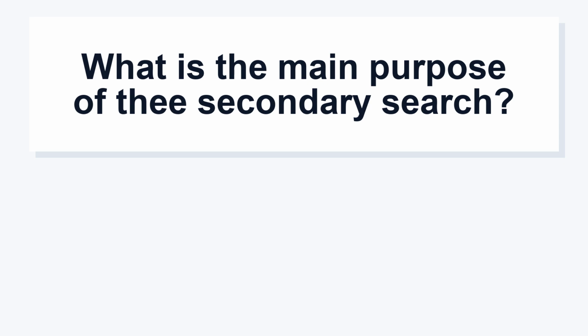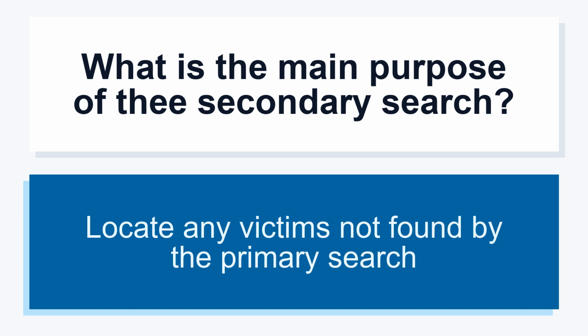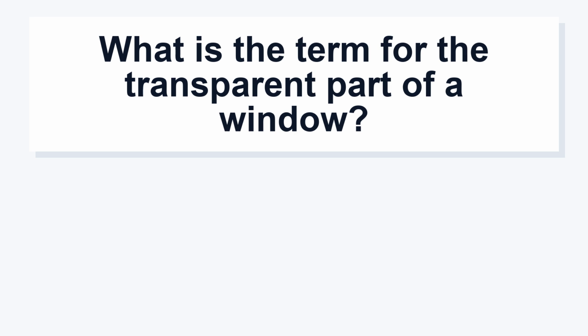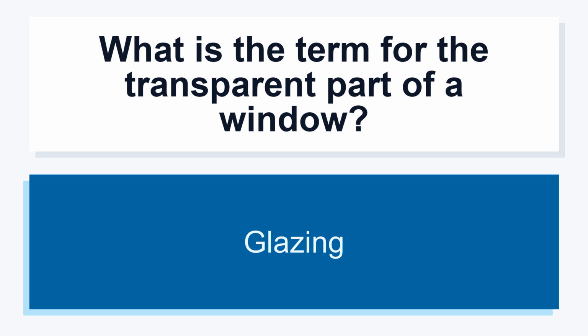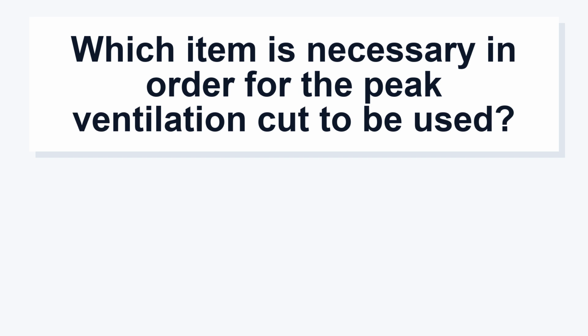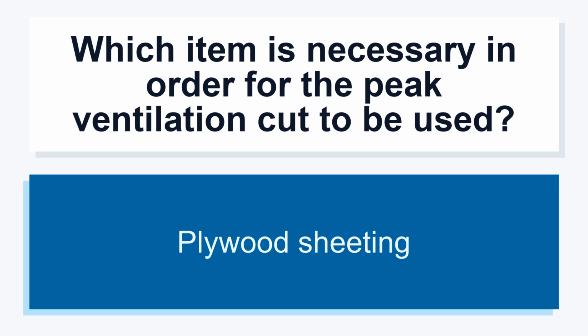FCTC final test. What is the main purpose of the secondary search? Locate any victims not found by the primary search. What is the term for the transparent part of a window? Glazing. Which item is necessary in order for the peak ventilation cut to be used? Plywood sheeting.